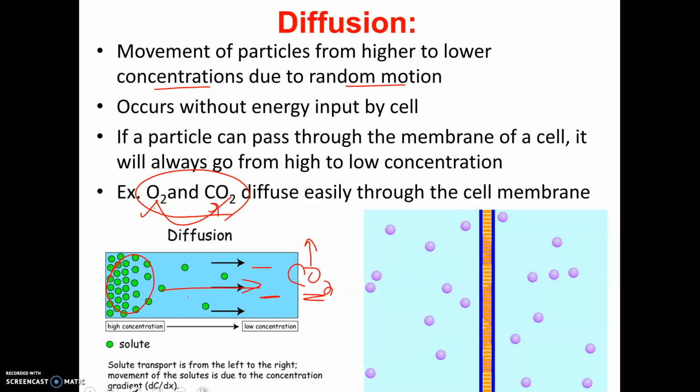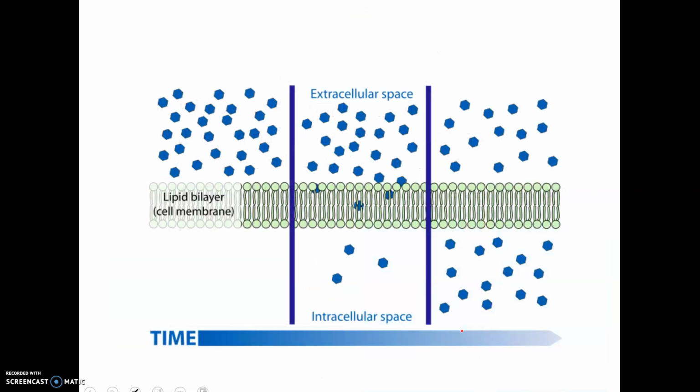And so molecules will tend to move from where there's more to where there's less until it gets to a point where it's kind of even on both sides. If you reach that, that's called equilibrium, and then they kind of go both directions at the same speed.